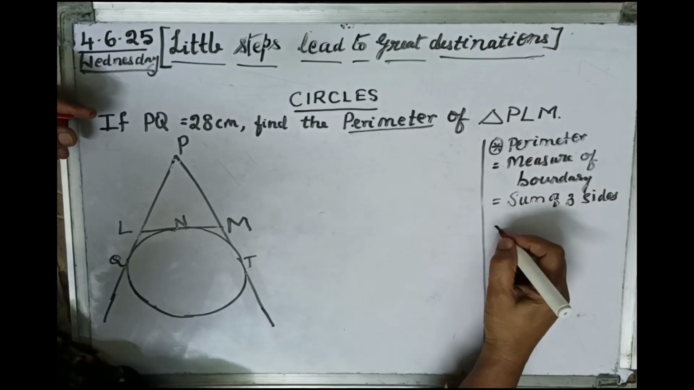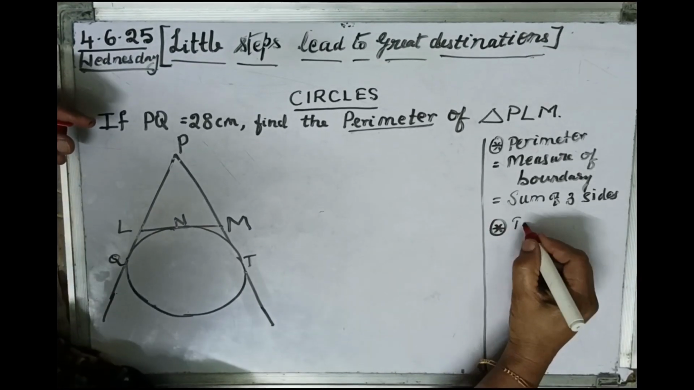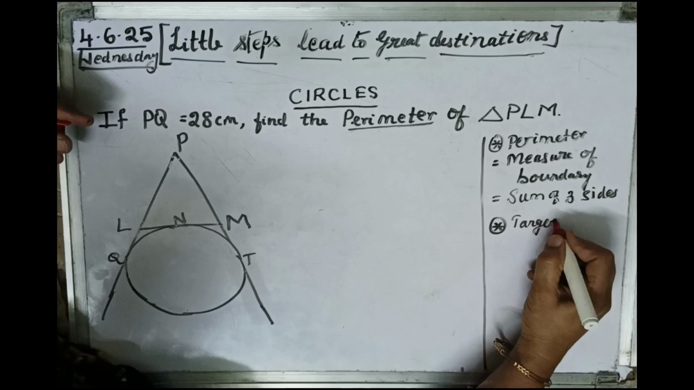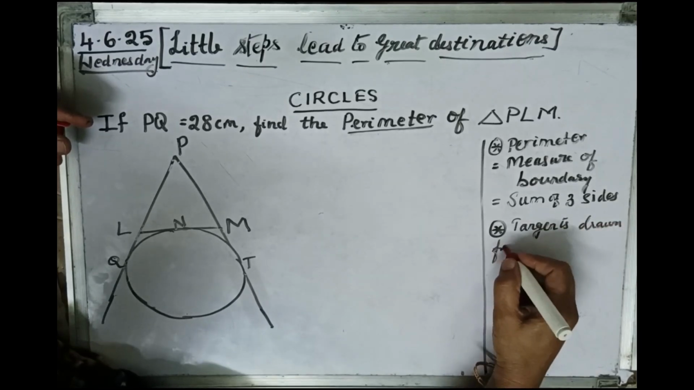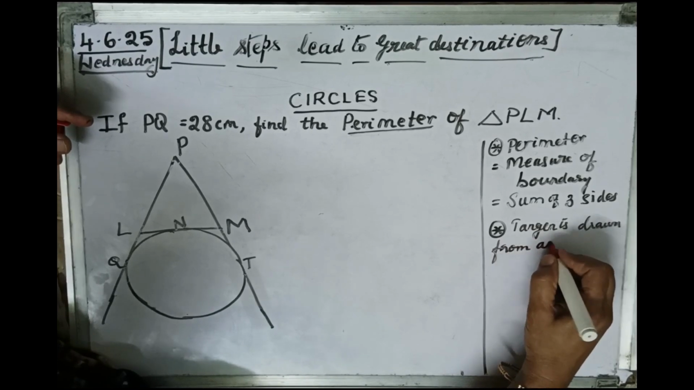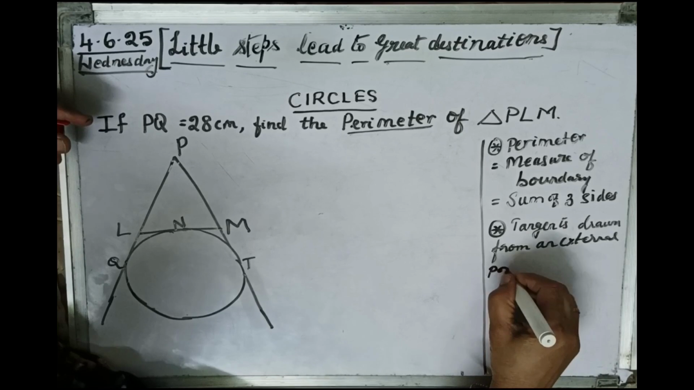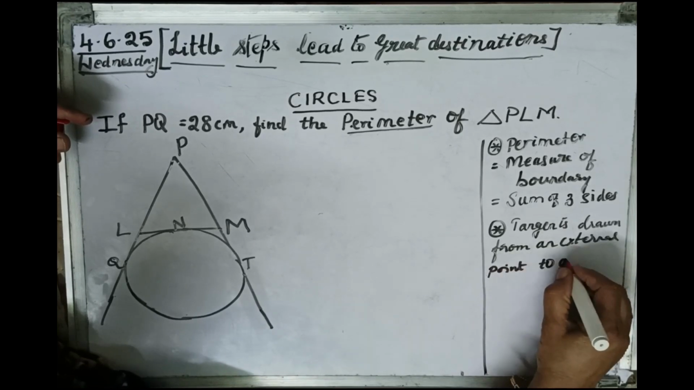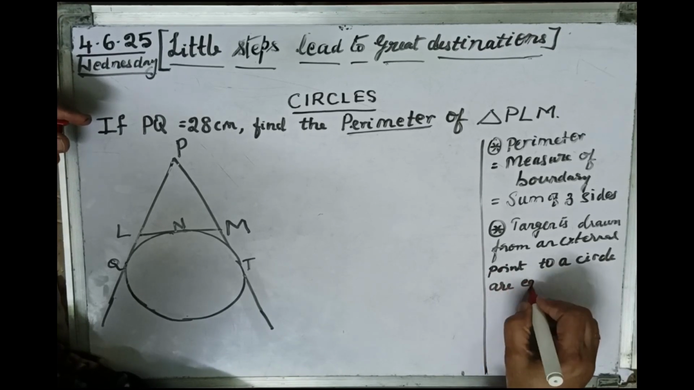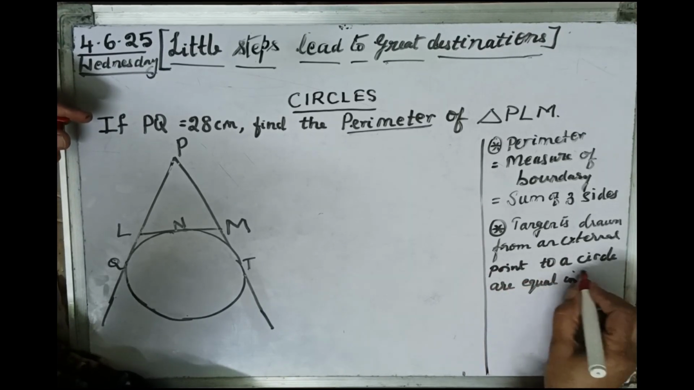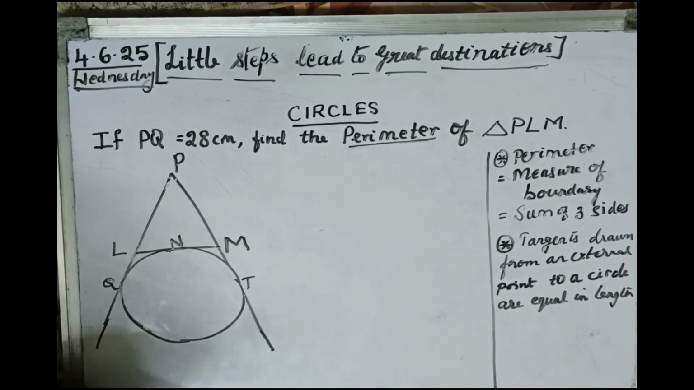And the next one is the theorem which we are going to use: tangents drawn from an external point to a circle are equal in length. So this theorem is going to help us to solve the problem. So how do we use this theorem?